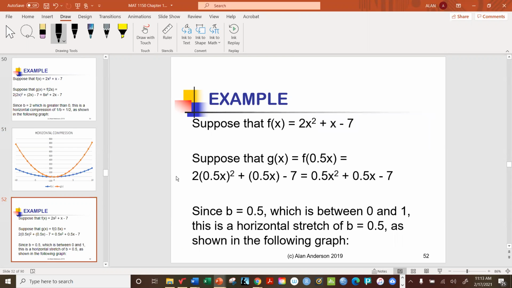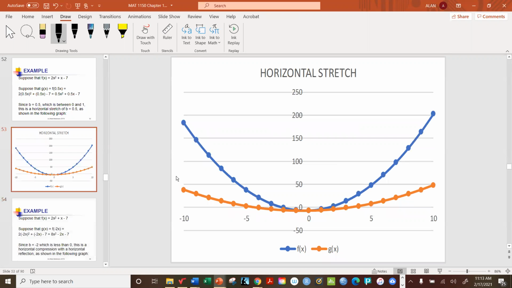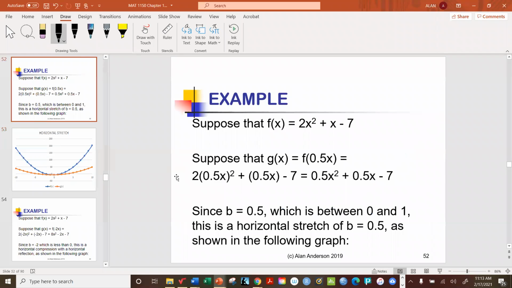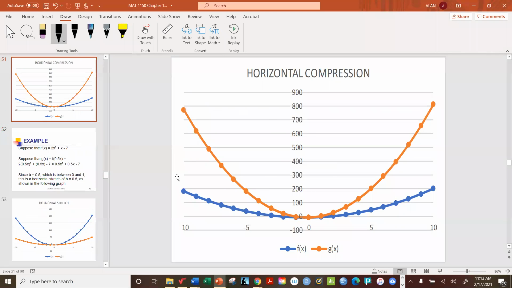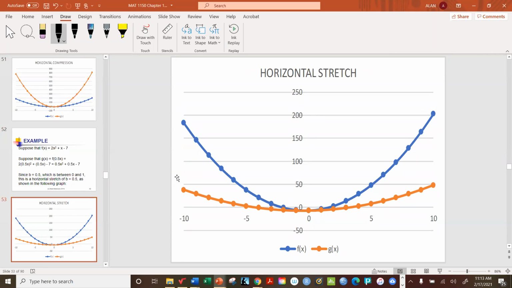Yes, so remember before orange was steeper, now orange is flatter. So this one I think is a little bit more intuitively clear what's actually happening. So as long as you can remember, compression means making steeper and stretching means making it flatter, it should be fairly easy to remember what's going on here.